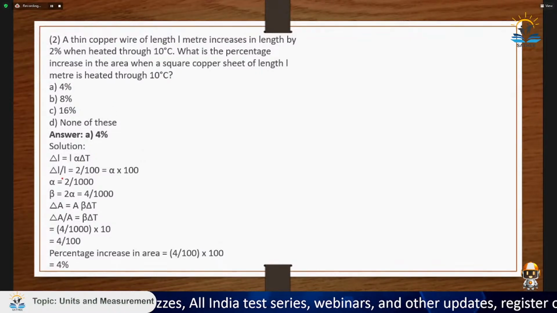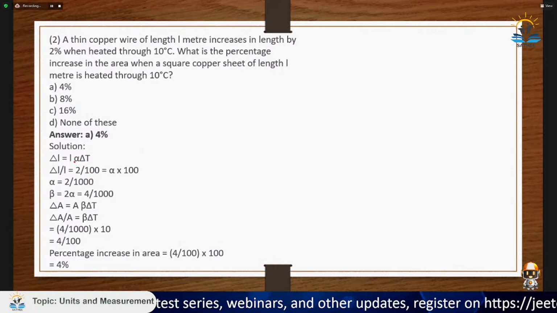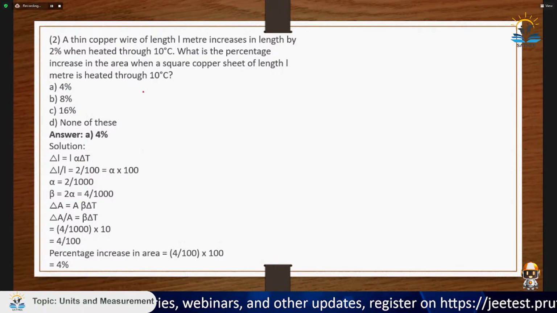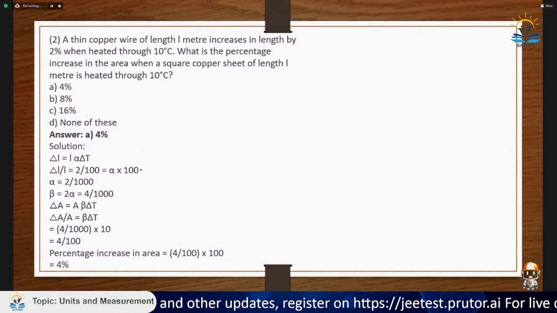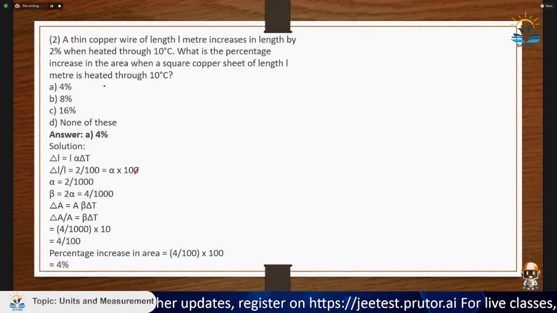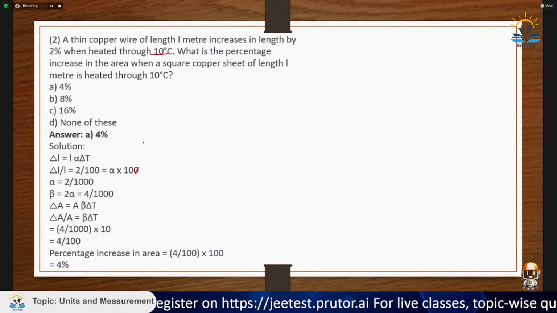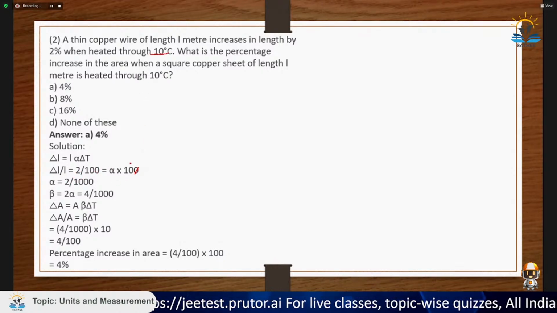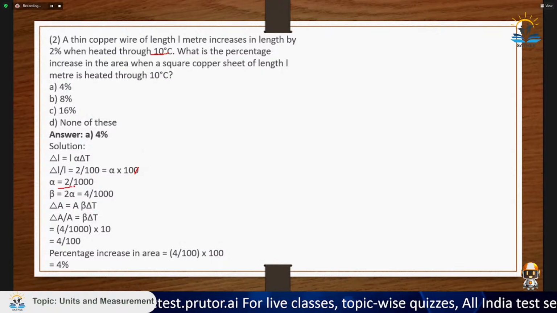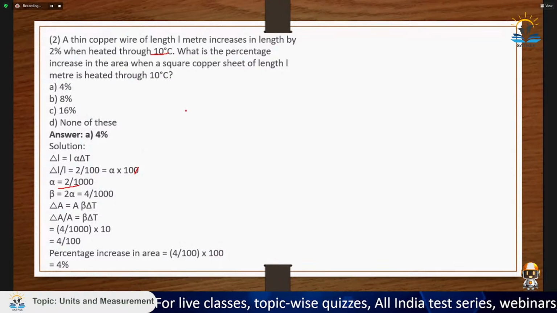Since we are given delta L is 2%, delta L by L would be 2 by 100. That should be equal to alpha delta T. Delta T is 10 degrees Celsius, so it would be 10 only, not 100. From here you will get alpha equal to 2 by 1000, because 100 into 10 is 1000.